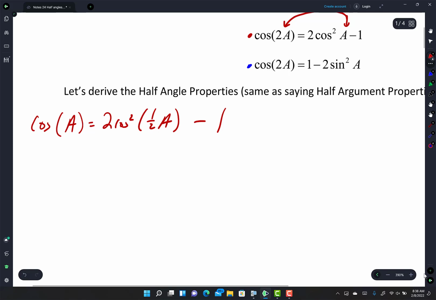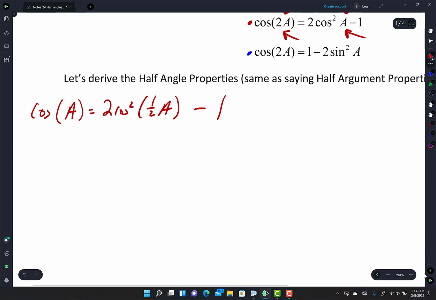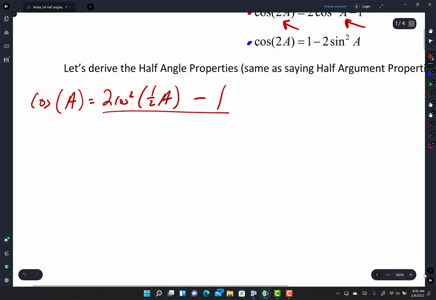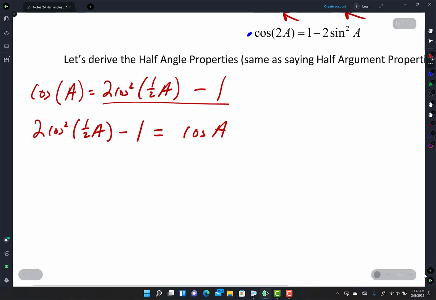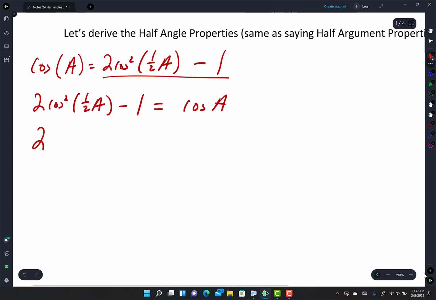Have I lost anyone? All I said was that this angle A is half of 2A. So it's still true. It's a true statement. Are we cool? Now, because what I'm going to try and solve for is the cosine of half A, I'm going to write this on the left-hand side. So I'm going to rewrite it: 2 cosine squared half A minus 1 equals cosine A. Everyone is still okay, right? All right, I'm going to move the 1 to the other side. So 2 cosine squared half A equals 1 plus cosine A.